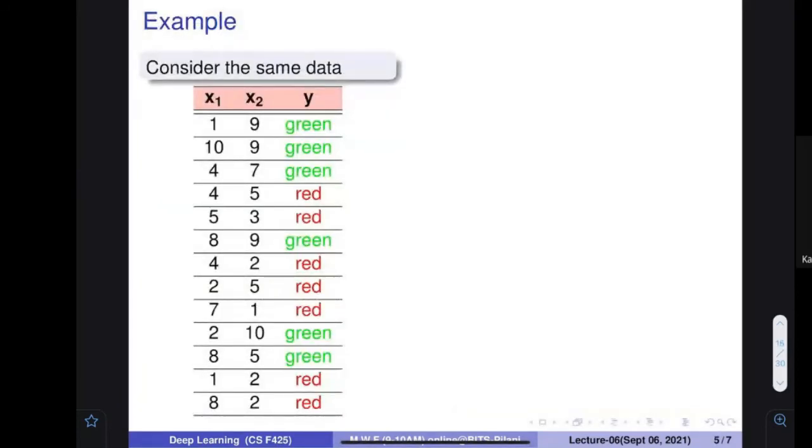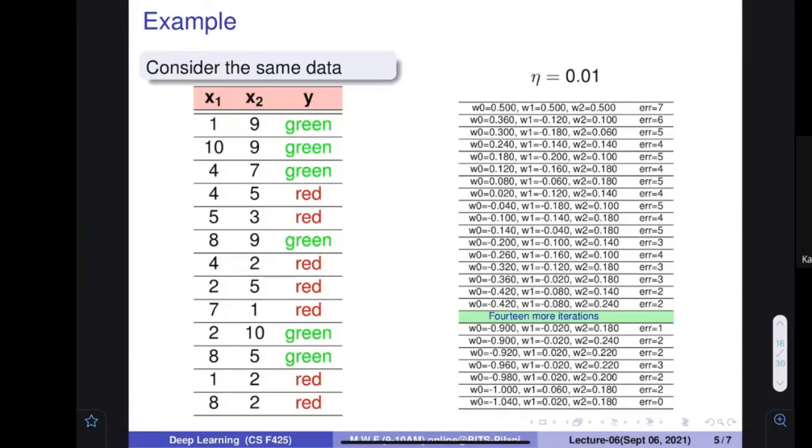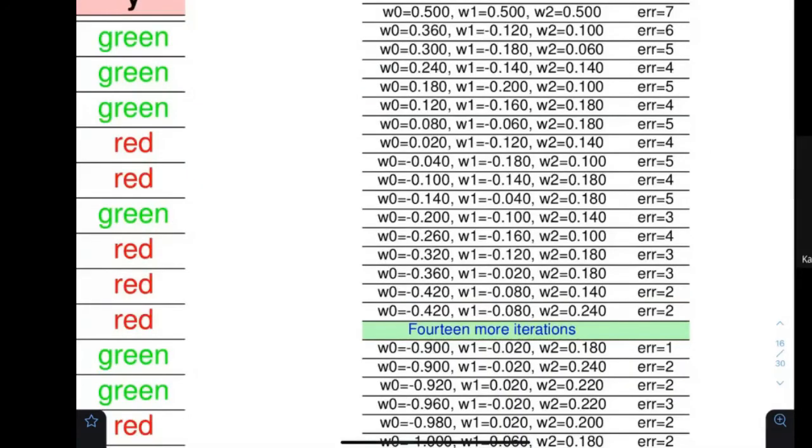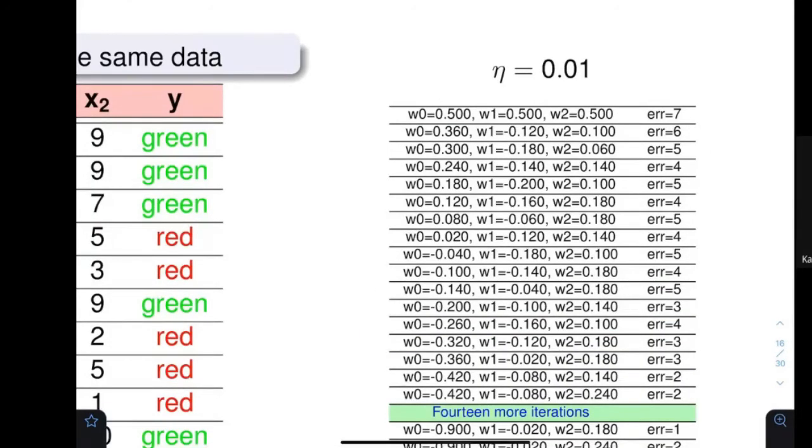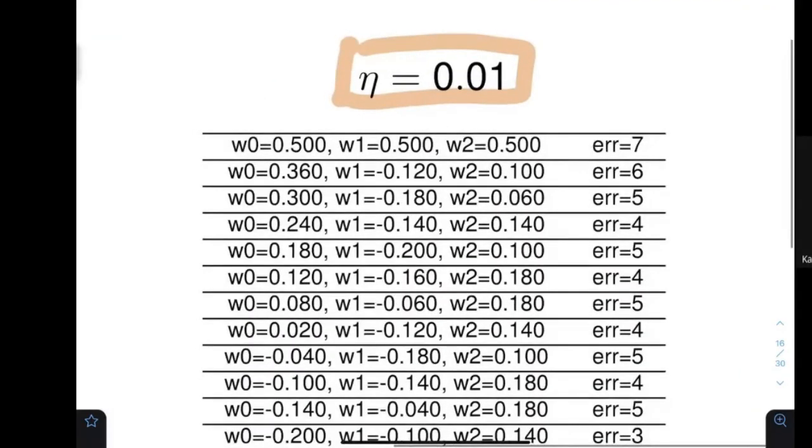Okay. So this was the data that we had. Why don't we do a run? You can write an algorithm by yourself, you are very good programmers. You can write this in any programming language. So let us assume that I have taken the value of eta as 0.01, and I started with w0 equal to 0.5, because I don't know what the right value is. I started with w0, w1, w2 as 0.5.